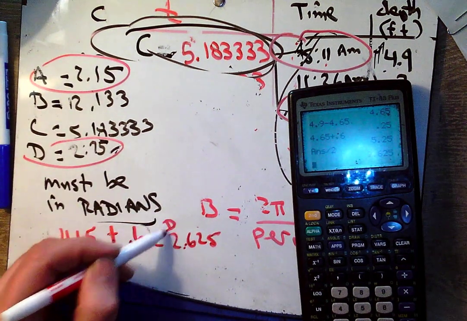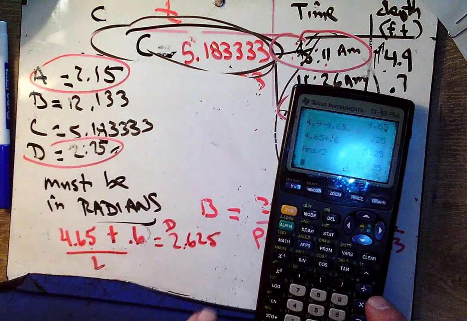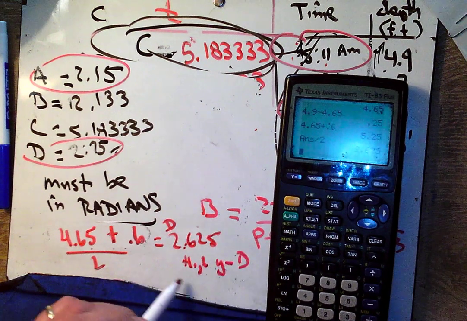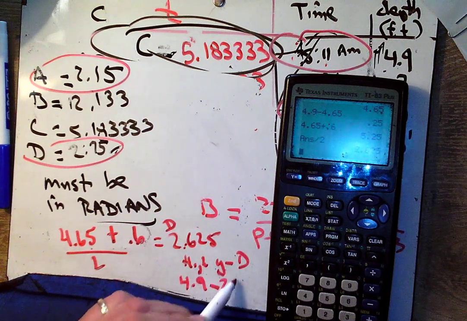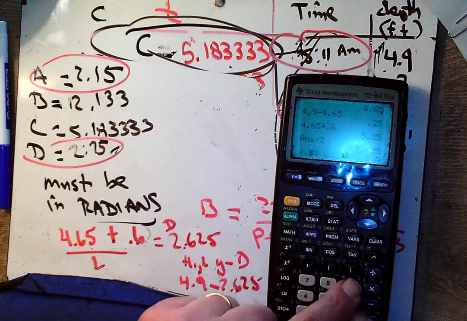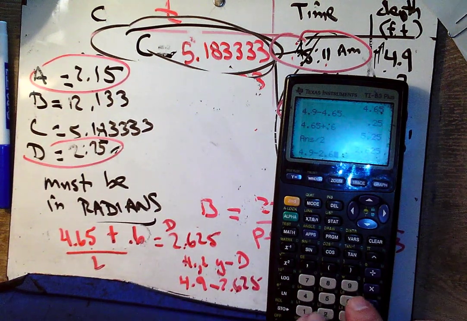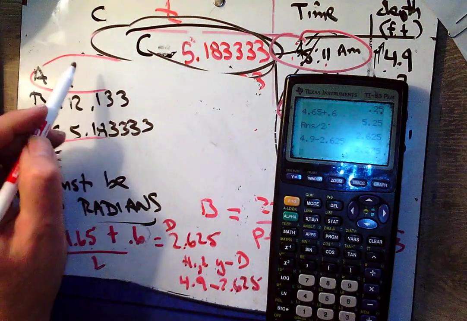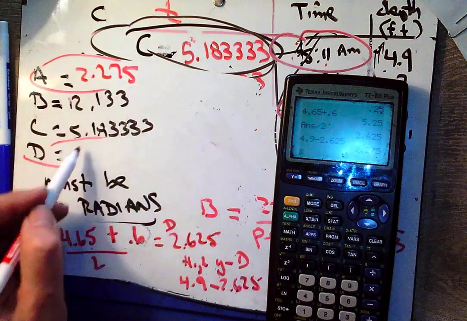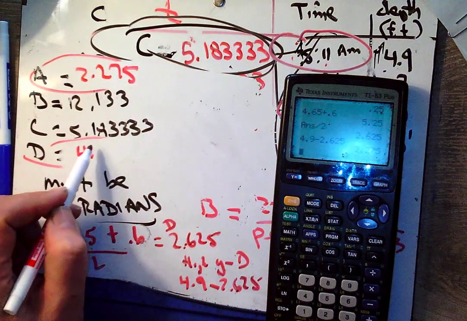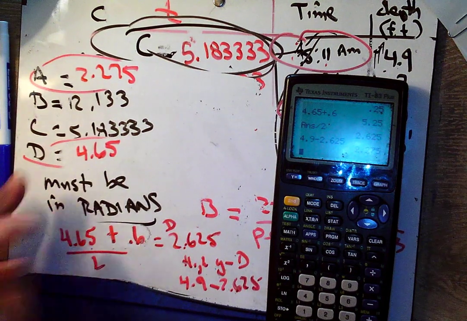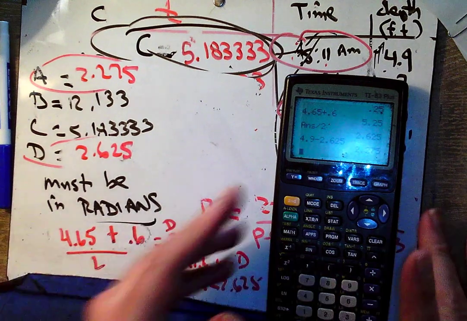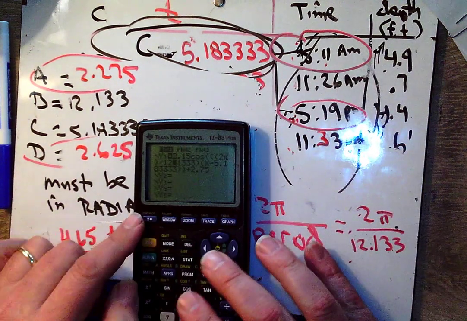Okay, so this is my new D, and my A is going to be high Y minus D. So that's 4.9 minus 2.625, and that gives me, for A, 2.275. And here we're using 2.625. Okay, so let's go over here to y sub 2.